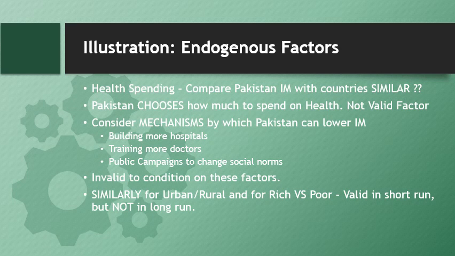Think about the mechanisms by which Pakistan can lower infant mortality. Pakistan could build more hospitals, it could train more doctors, it could run public campaigns to change social norms, make people more aware of the problem and more seeking of healthcare, more going to hospitals, etc. And that would have a good impact on infant mortality. So these factors one should not condition on. One should not look at countries which spend equal amounts on prenatal care, because these are the mechanisms, these are endogenous, these are things which Pakistan can change.